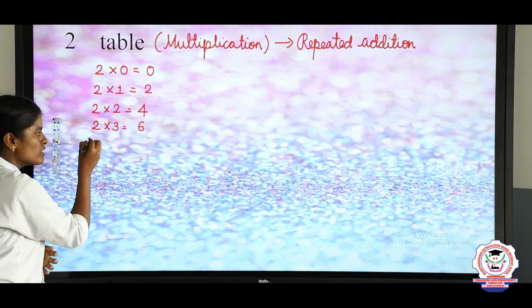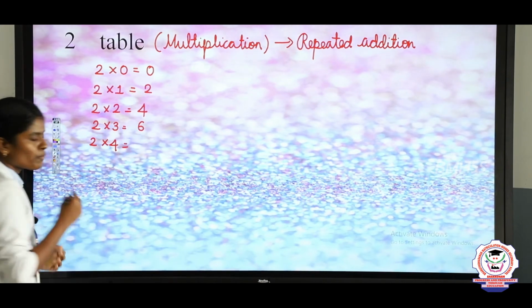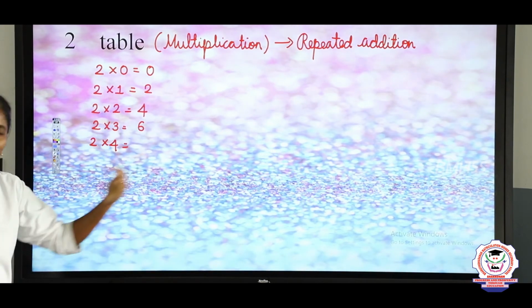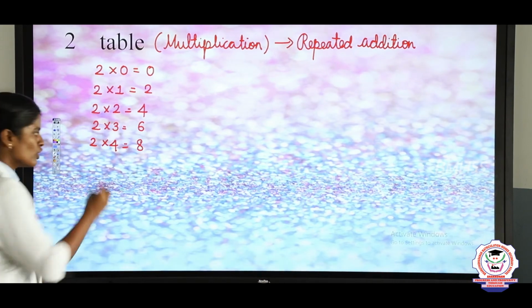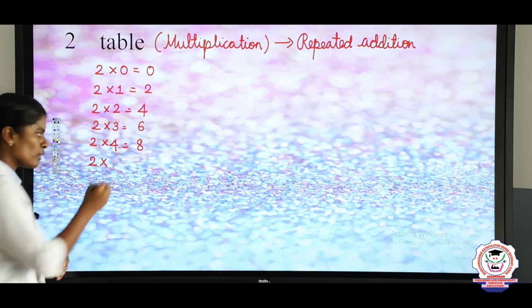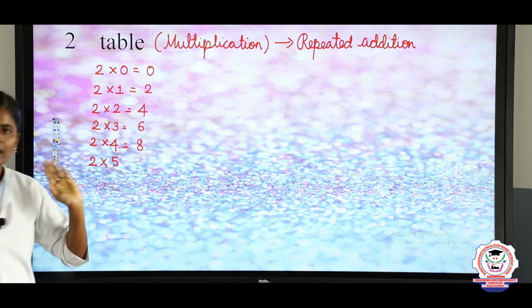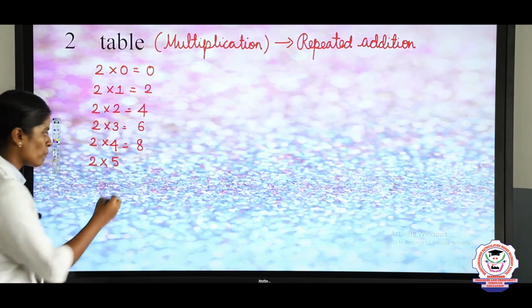The next one is 2 fours are. So what is the answer? 2 fours are 8. Next we will take 2 fives are. What is the number after 4? 5. So 2 fives are, that is 2 times of 5. The answer is 10.